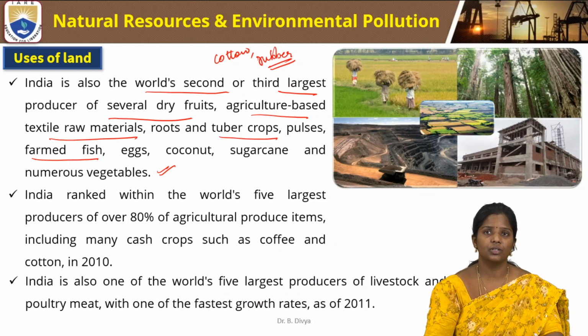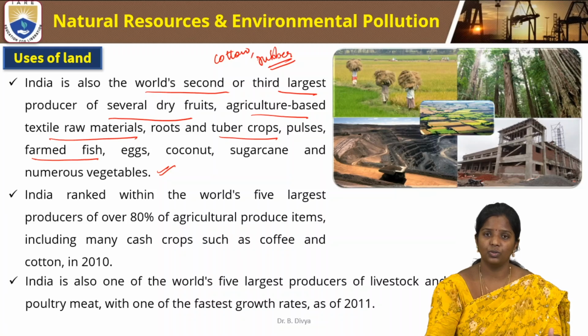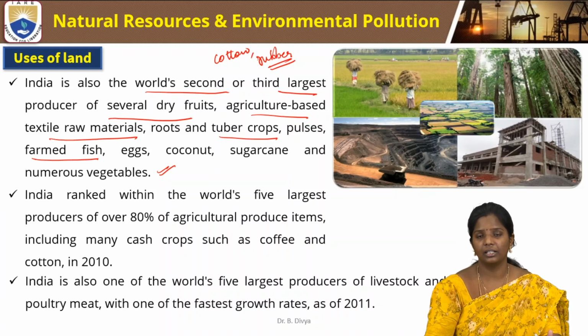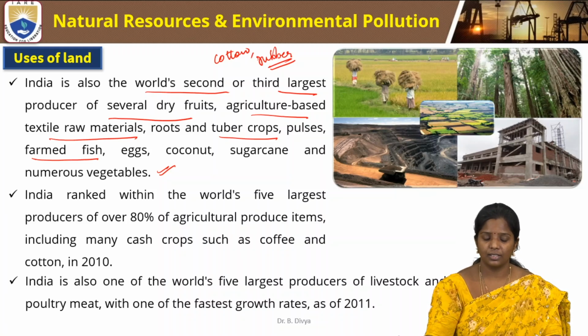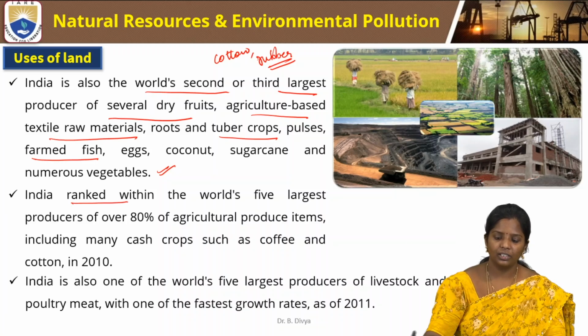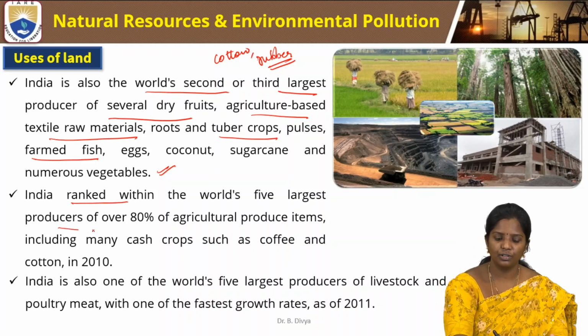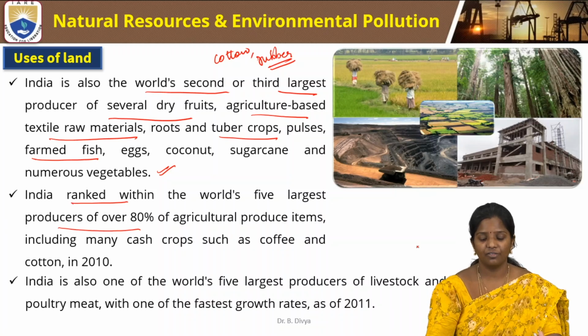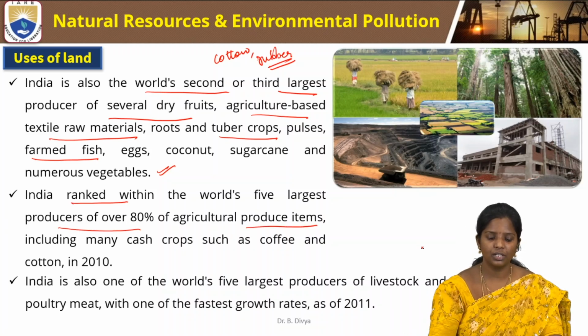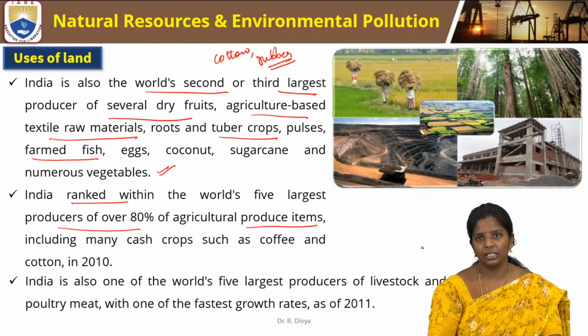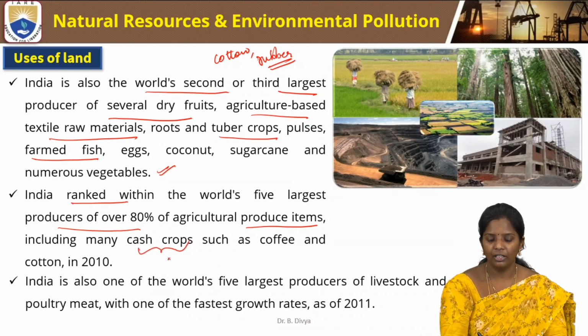Soil composition is very good for some of the crops which cannot be cultivated in other countries. So that is how we are forming India's second and third largest producer for the dry fruits and other agricultural materials. So India ranked within the world's 5 largest producers of over 80% of agricultural produce items, including many cash crops. Cash crops is like revenue generating crops like coffee and cotton.